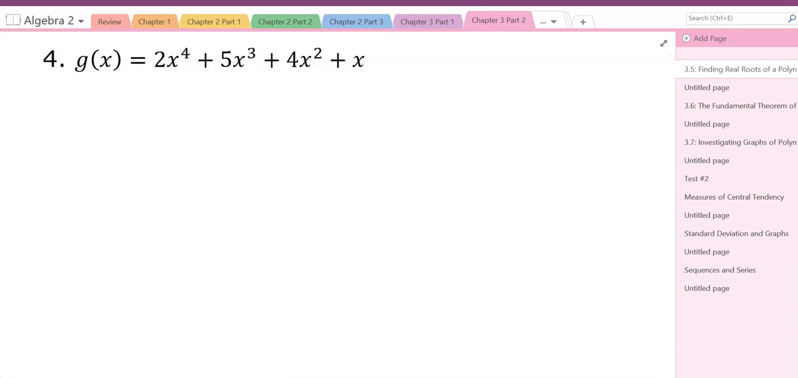To get you started on this one, look at that equation. 2x to the 4th plus 5x to the 3rd plus 4x squared plus x. Do they share anything at all? All the terms, they share what? X. Take an x out of everything. If I take an x out of everything, what is it going to say?